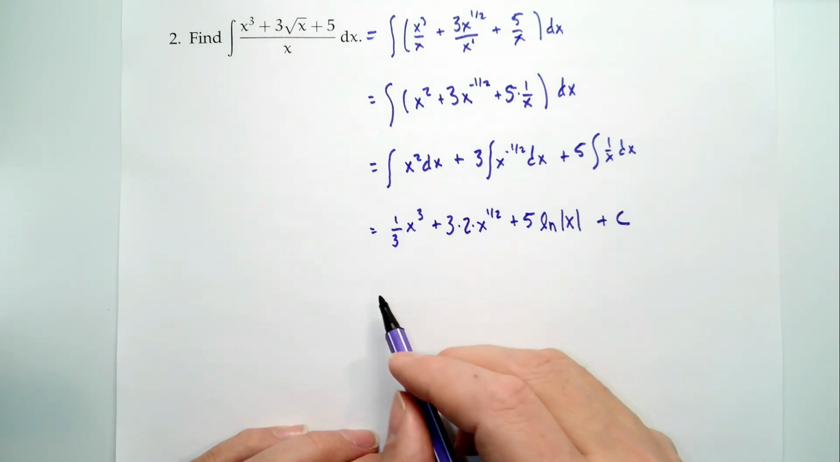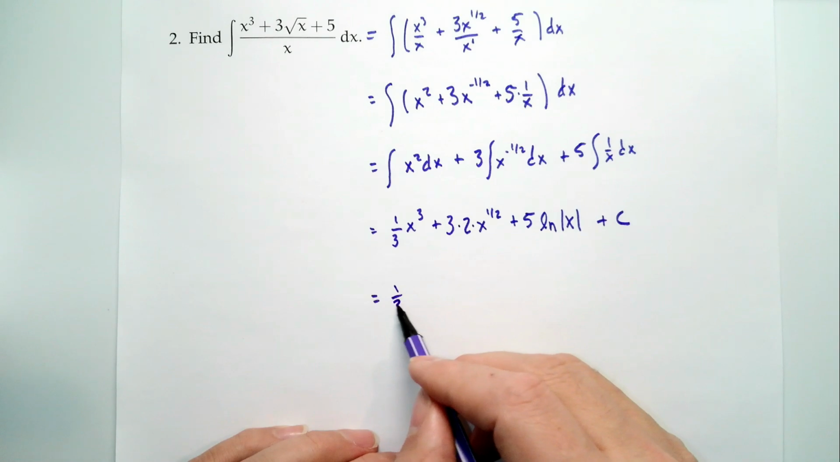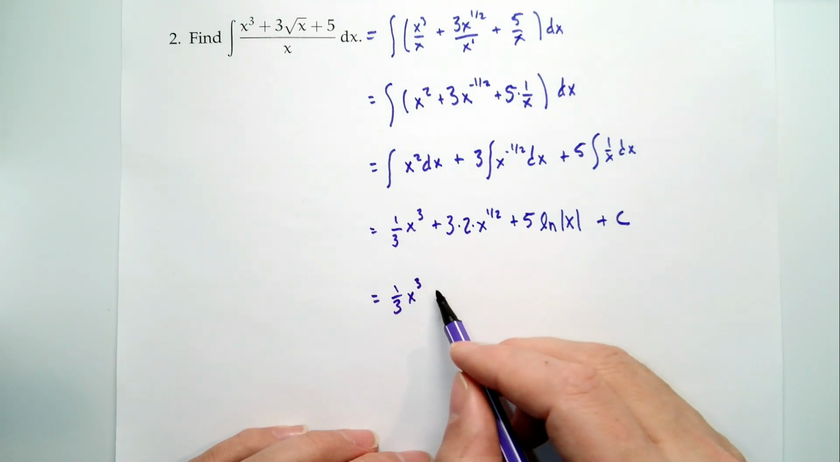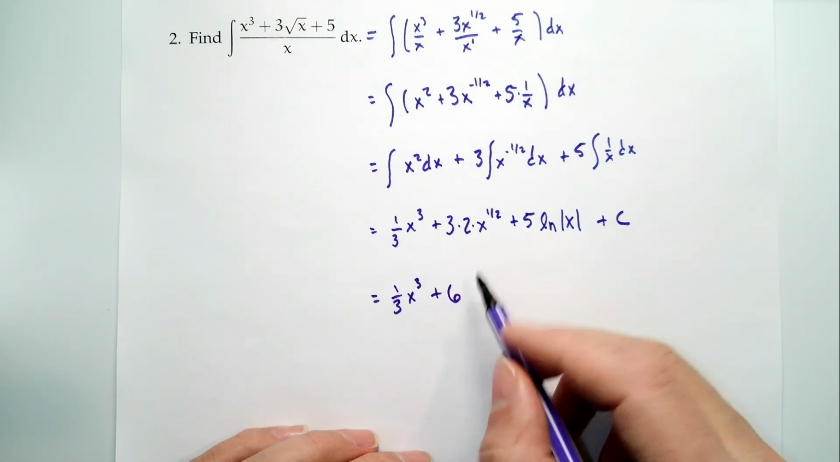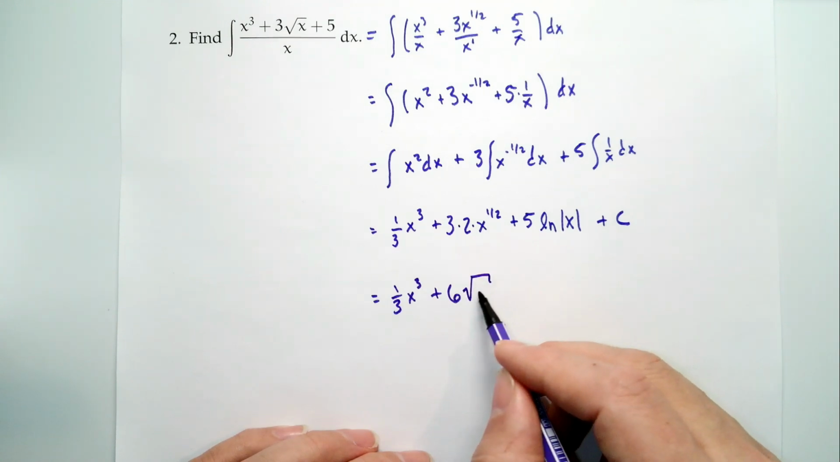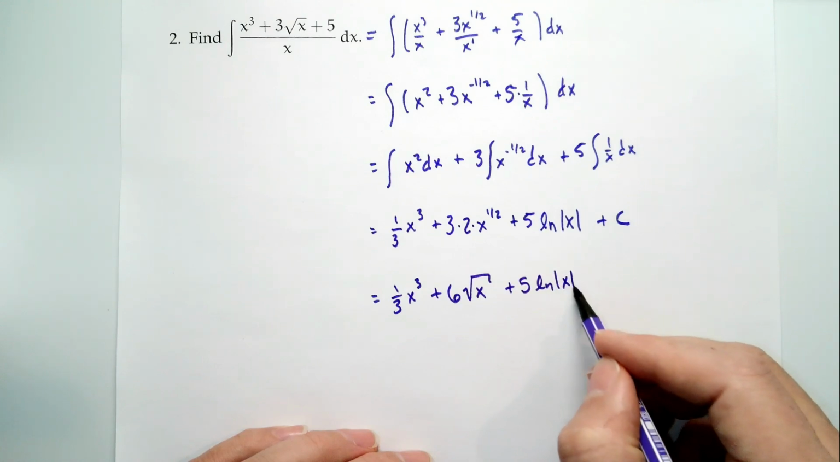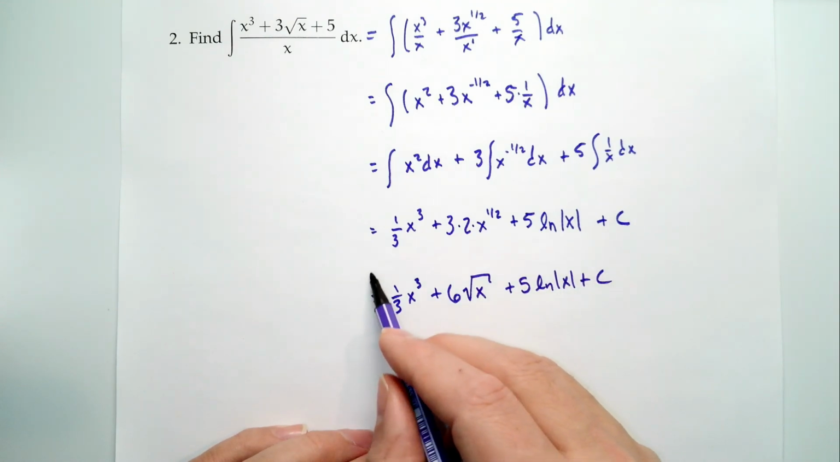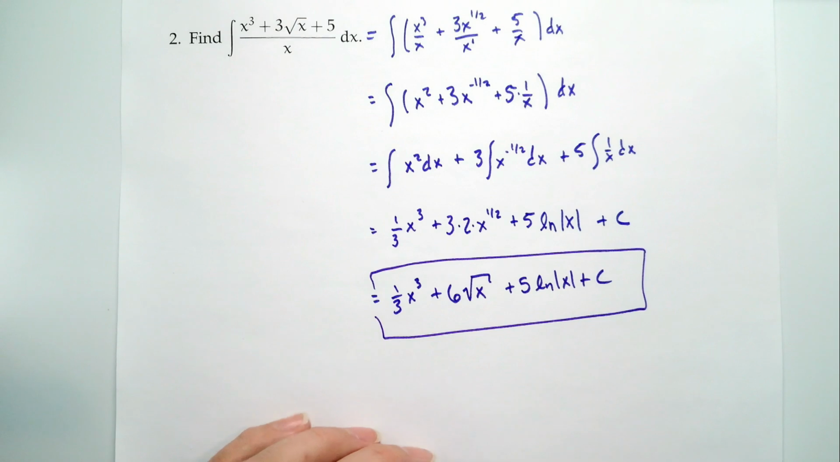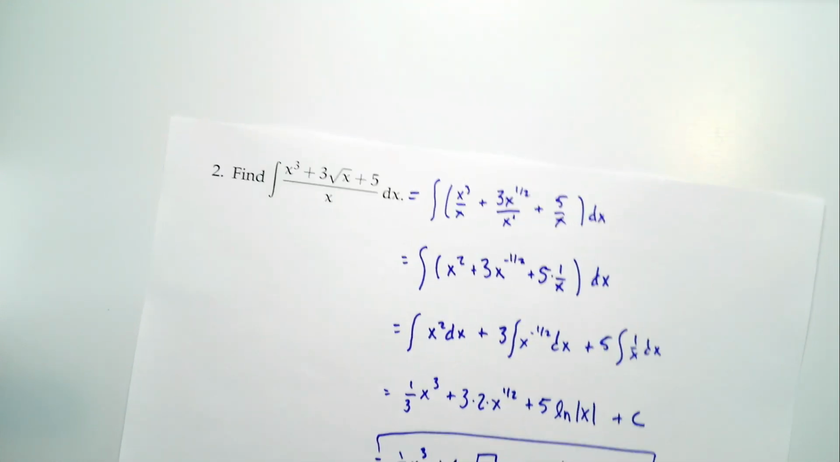And that's pretty much as simple as we can get. But I will point out that, of course, you have the 3 times 2. So that becomes 6. And x to 1/2, we can write that as square root of x. And 5 natural log of x. And there we go. That one's not so bad. Oh, these are great. These are fun. All right, good.